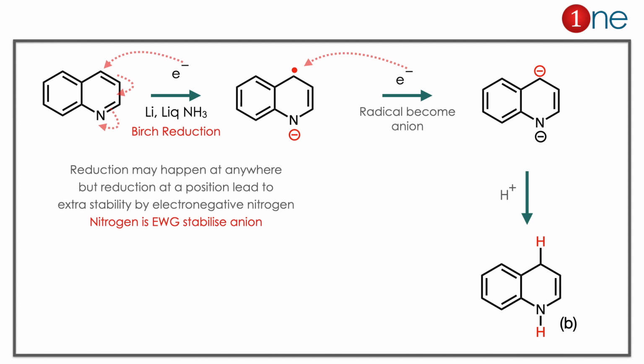Here the concept you have to learn is Birch reduction. In Birch reduction the intermediate is always a radical anion. The radical anion stability dictates the product here.